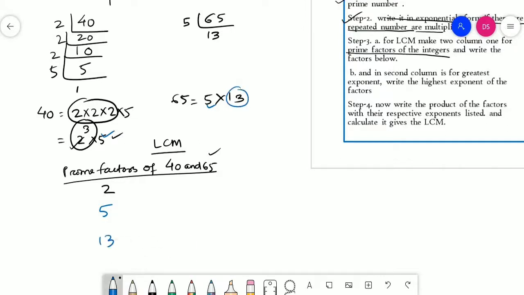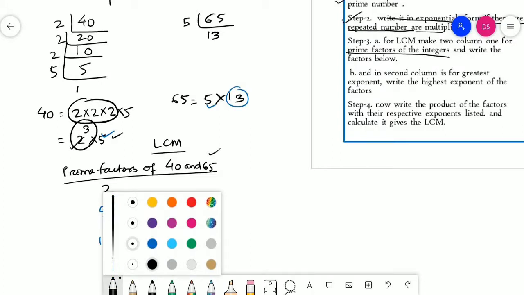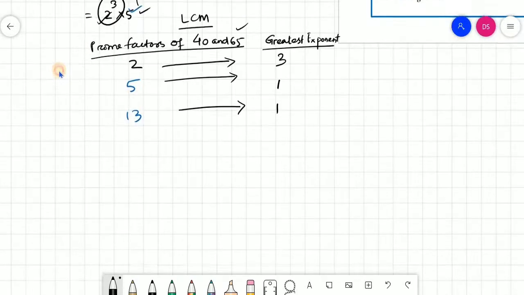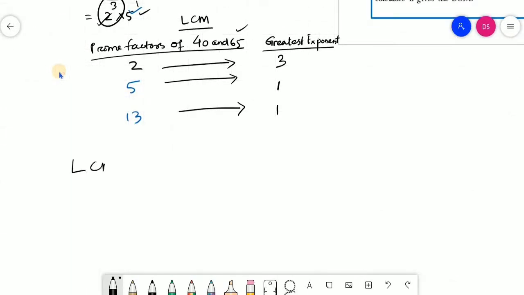Okay, now we will make another column here. Greatest exponent. So look here, 2 has the greatest exponent 3, 5 has 1 and 13 also 1. Now we will simply write LCM is equal to 2 into 5 into 13.